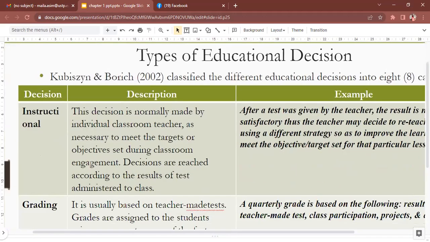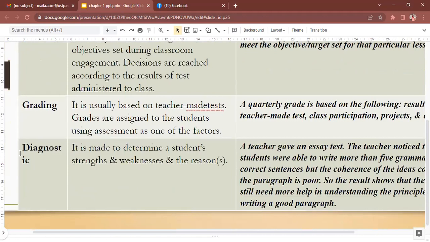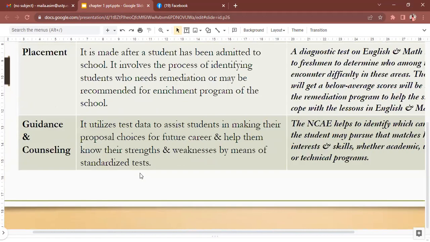Educational decision, we have the instructional, made by the teacher. Grading, it is also made by the teacher, but these are teacher-made tests. And diagnostic, again, to diagnose, to see where your weaknesses and your strengths are.